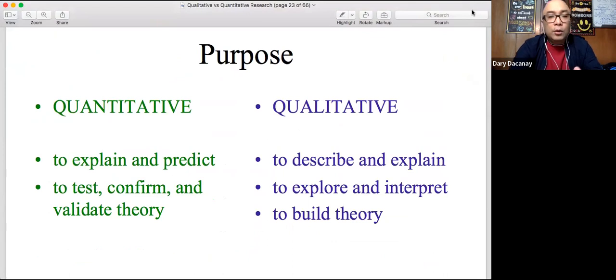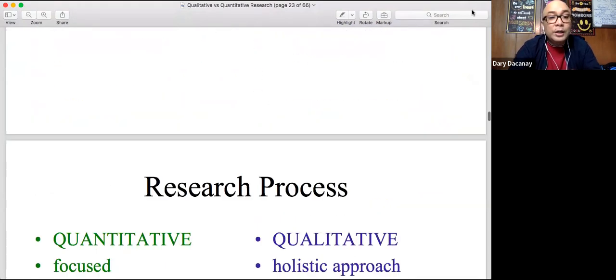So, now we proceed with the purpose. For quantitative, you need to explain and predict to test, confirm, and validate the theory. Pag qualitative naman, again, you have to describe, you have to explain, you have to explore, and you have to interpret. And later on, you have to build theory.